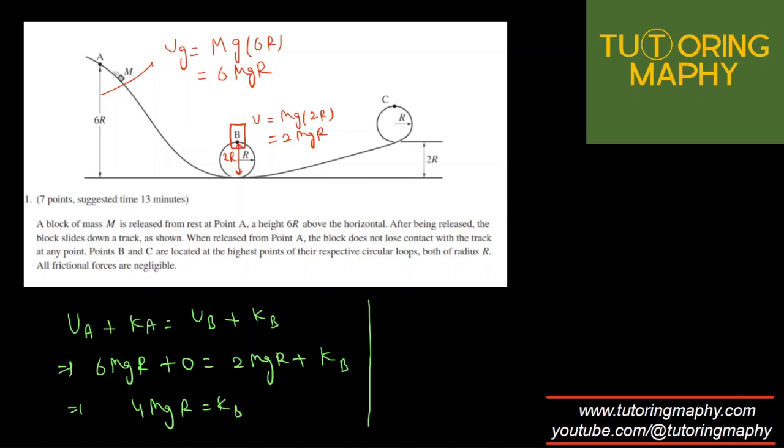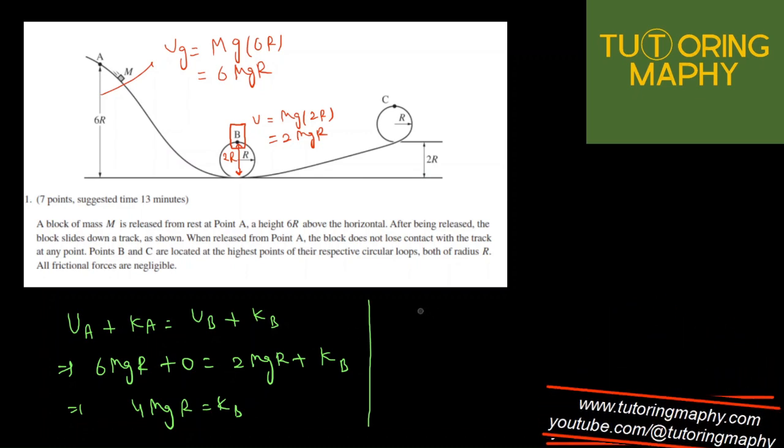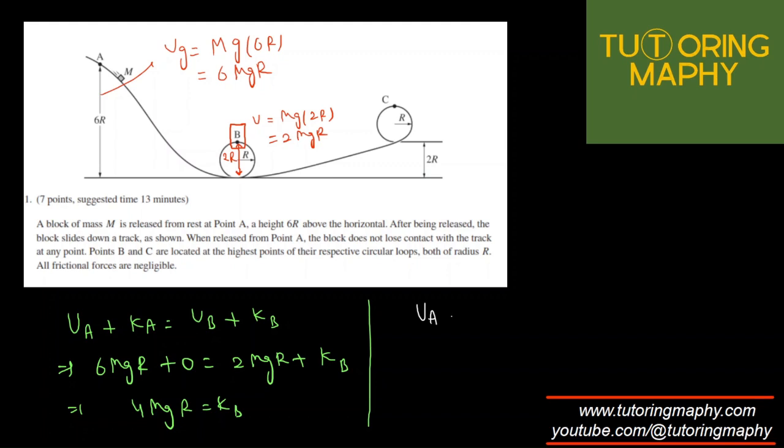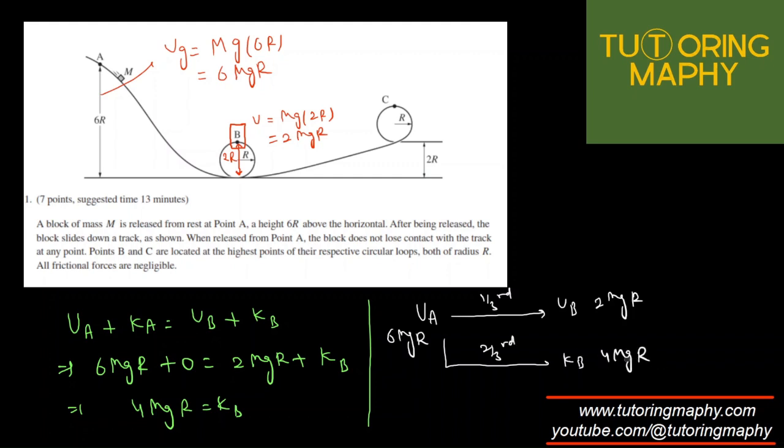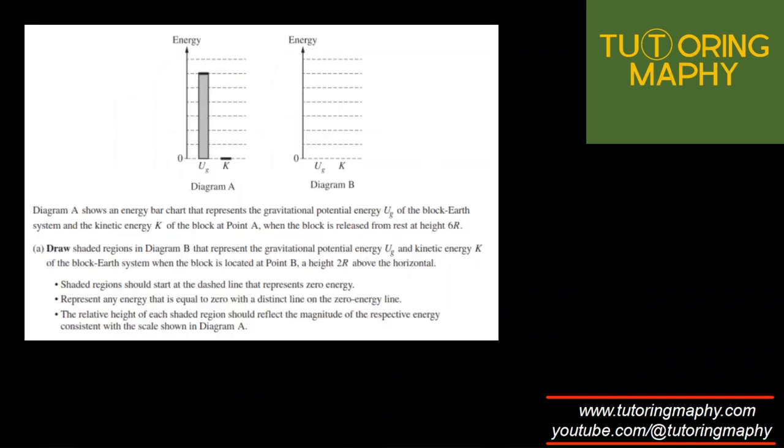So what this means is how UB and KB are related to UA. UA has a value of 6 mgr. UB has a value of 2 mgr. So we know that this is 1/3, so obviously KB is going to be 2/3, which is 4 mgr. So we have to draw heights equivalent to 1/3 and 2/3 of UG.